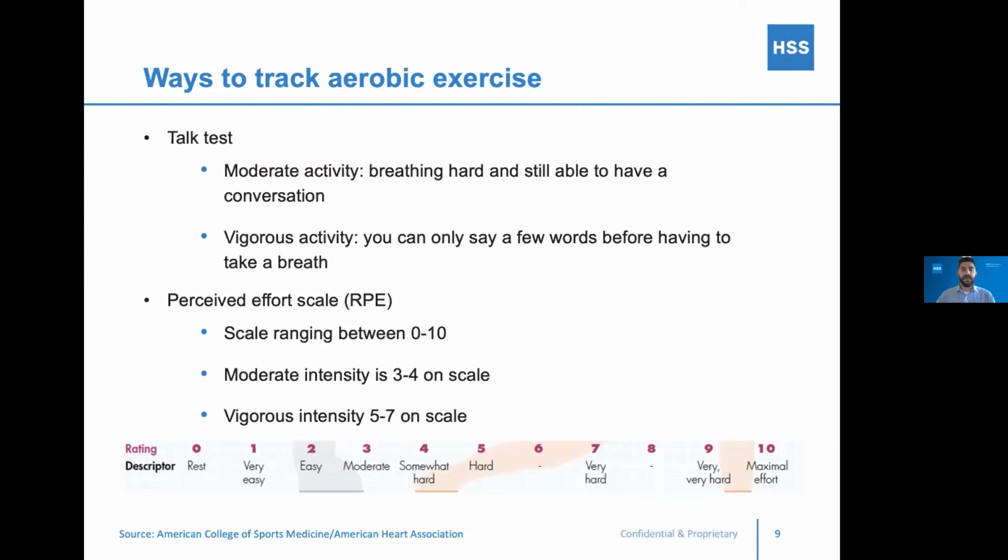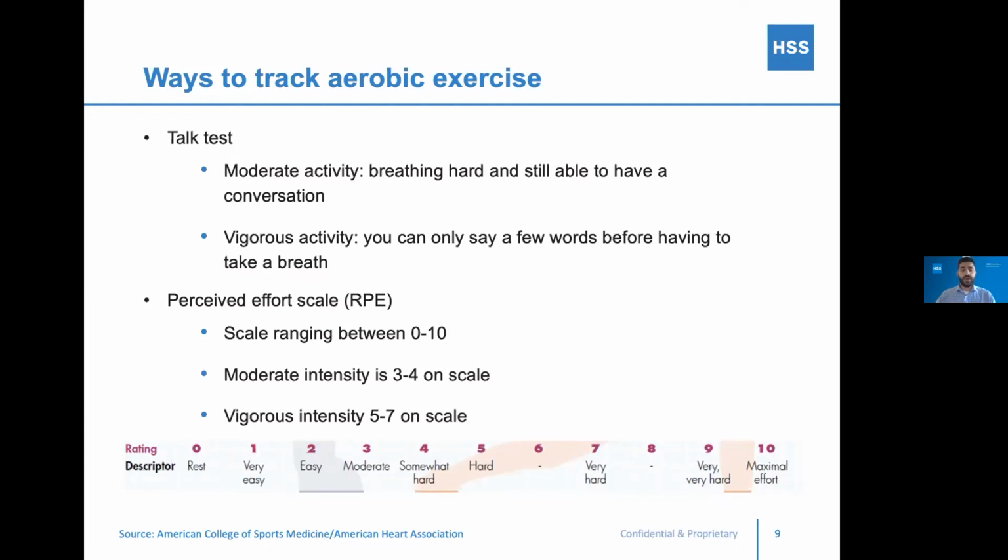Vigorous activities would be that you're exercising, you're only able to say a few words before having to take a breath. So you can think of maybe a sprinter or hiking up hills where you feel like you need to catch your breath. So that would match that level of activity.